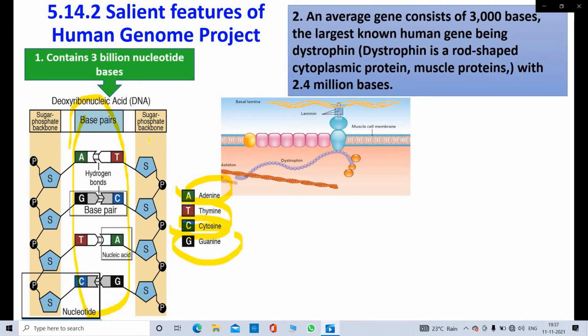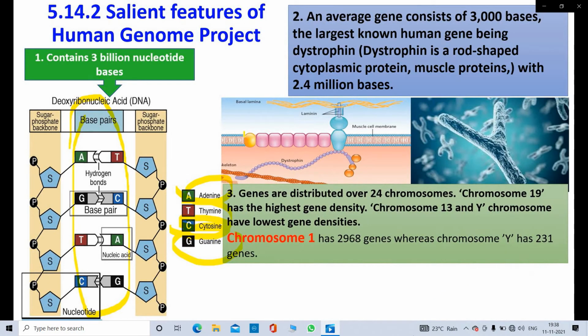An average gene consists of 3000 bases, the largest known human gene being dystrophin. So what is dystrophin? It is a rod-shaped cytoplasmic protein and muscle protein. So first one, dystrophin is a protein, that you must know. What type of protein? It is a rod-shaped cytoplasmic protein. Where is it present? It is present in the muscle. Okay. So sometimes they may ask what is dystrophin. And this is about the dystrophin.